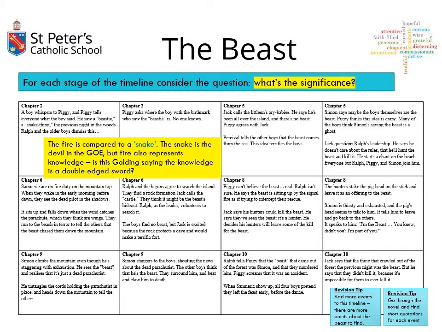Okay, so if you have a look at chapter 2, the very first box on the timeline, a boy whispers to Piggy, and Piggy tells everyone what the boy said. So it's the moment that those hushed tones convey the idea of the beastie or a snake thing.